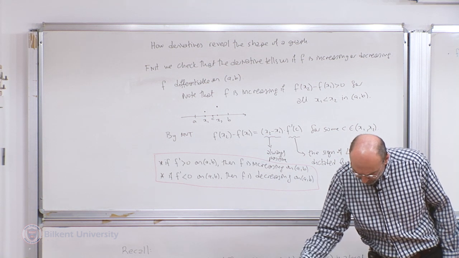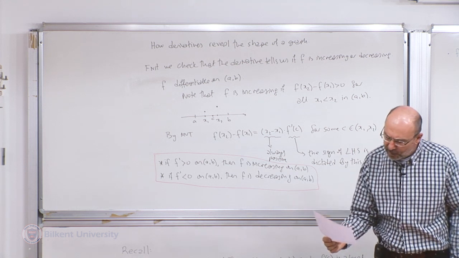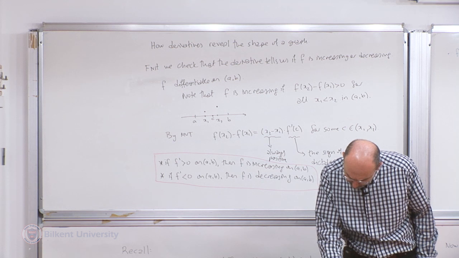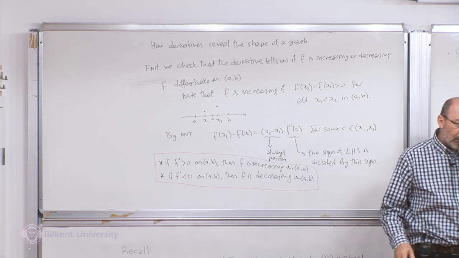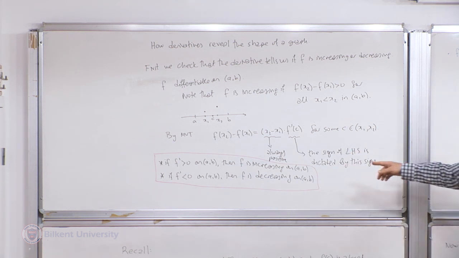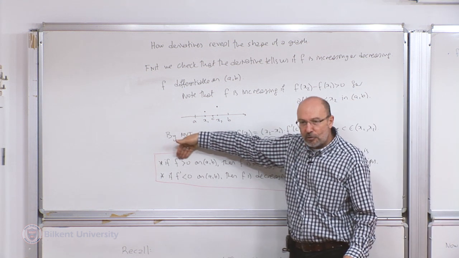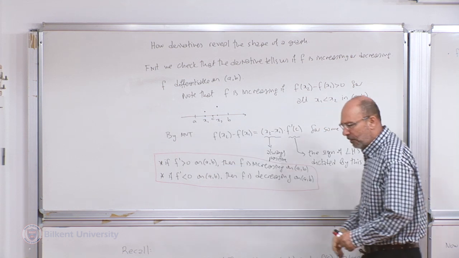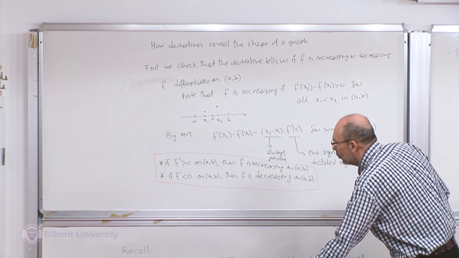Okay, so let's look at example 1. So what does example 1 say? The way to use this is, of course, to check where these conditions hold. So where is the derivative positive, where is the derivative negative? That's how you use these things.